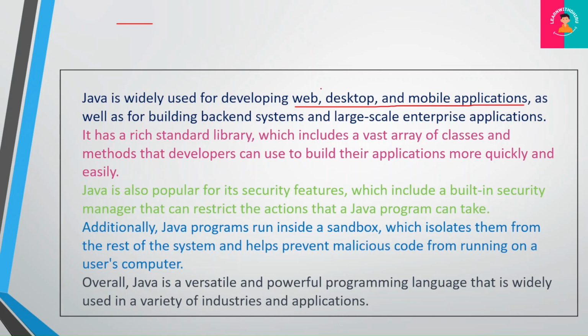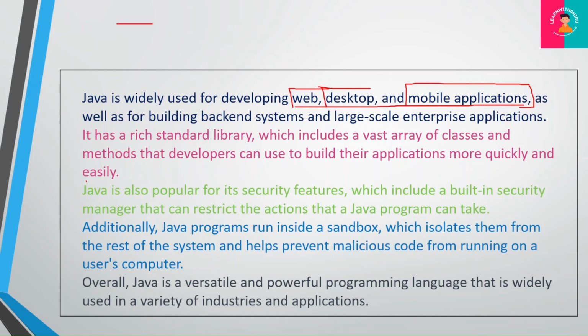Java is widely used for developing web, desktop and mobile applications. Initially, it was for desktop applications. Then all the Java applications installed on Android are based on Java, and it is also used on the web, like designing websites such as IRCTC, the Indian Railway site. It has a rich standard library which includes a vast array of classes and methods that developers can use to build their applications more quickly and easily.